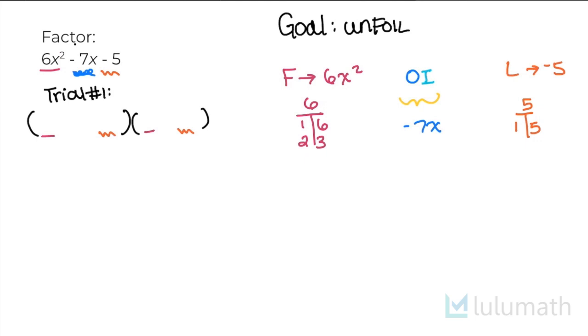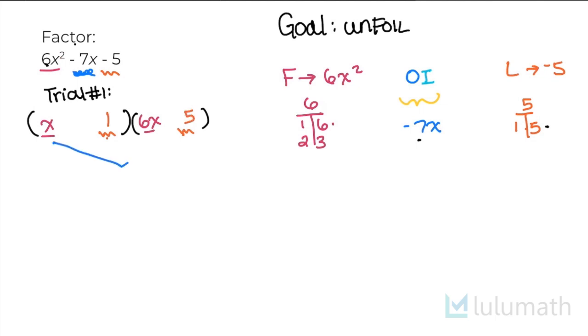This is going to be one where we have to really double check to make sure that our outer and our inner add up to negative 7x because of this leading coefficient of 6. It's not going to be as clear cut as it was in the last two examples. So I'm going to start with 1 times 6 for my first terms. So I'll try 1x, or just x, multiplied by 6x. And then for my last terms, I only have 1 and 5 as my option. So I'm going to put 1 here and 5 there.